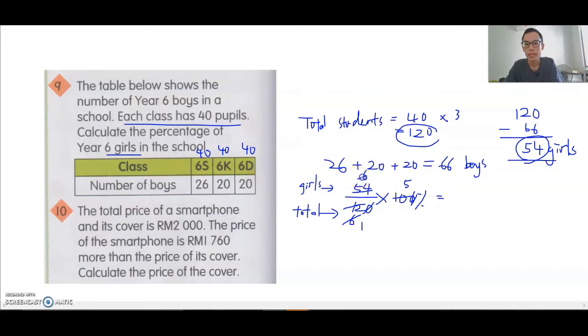Okay, divide 6, you get 9, right? Okay, then 9 times 5, you get 45%. So this is the answer.